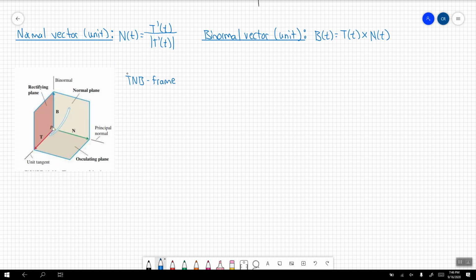And the TNB, again, because it's made of the unit tangent, unit normal, unit binormal vectors, and they make a sort of frame for this object that's going to be traveling along this curve. So what we want to do right now is work on this example, where we want to find the unit tangent, the unit normal, and the unit binormal for the vector r of t, which is given by cosine of 2t, sine of 2t, and 3.